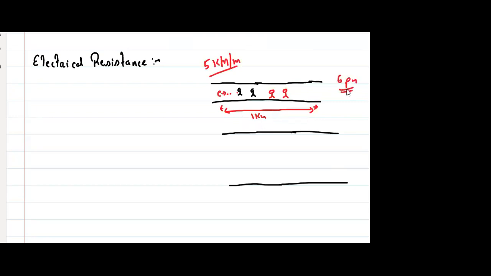You calculated: 1 kilometer, 5 kilometers per hour. This is per hour. So how much time will it take? 12 minutes, right? So you left home sharply 15 minutes before.